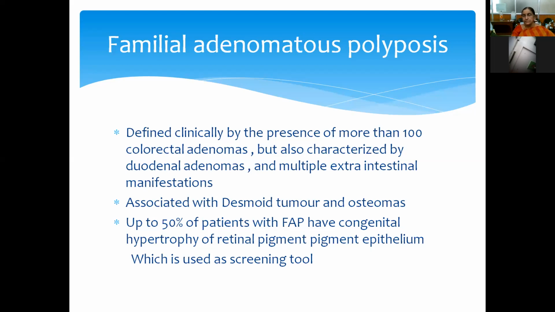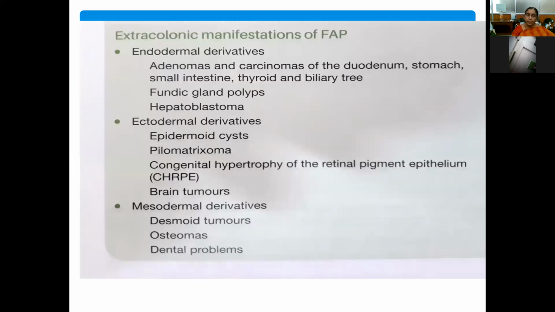Another feature that is associated with 50% of the patients with FAP is congenital hypertrophy of retinal pigment epithelium, which is used as a screening tool to diagnose the condition. So the retinal pigment epithelium gets hypertrophied in almost 50% of these patients with FAP. That can be used because the retina is very easy to examine through the fundoscope. So that is used to detect or screen for familial adenomatous polyposis.